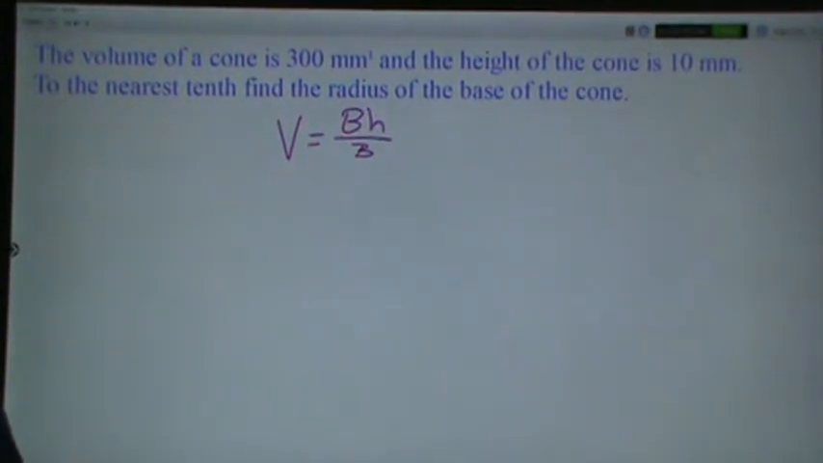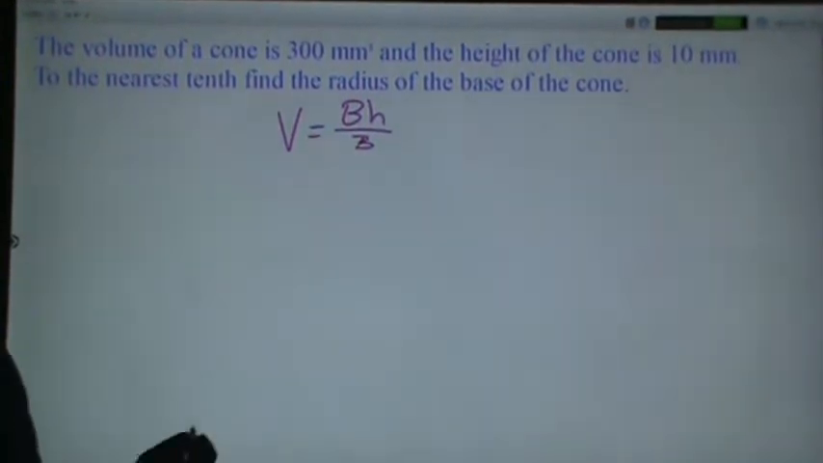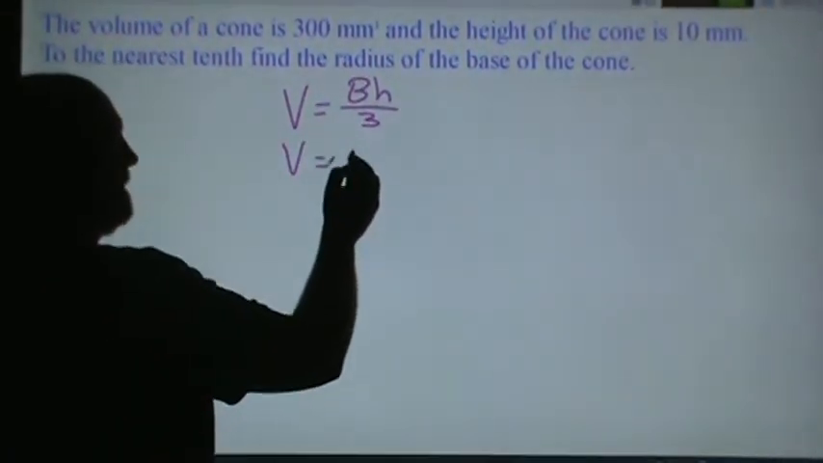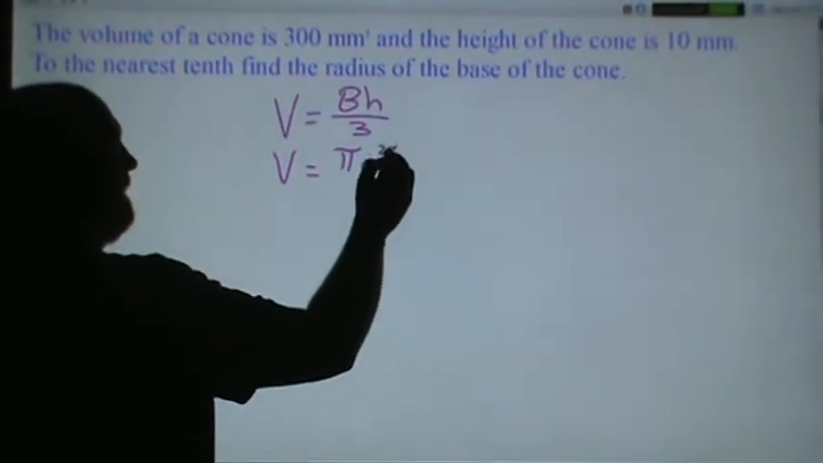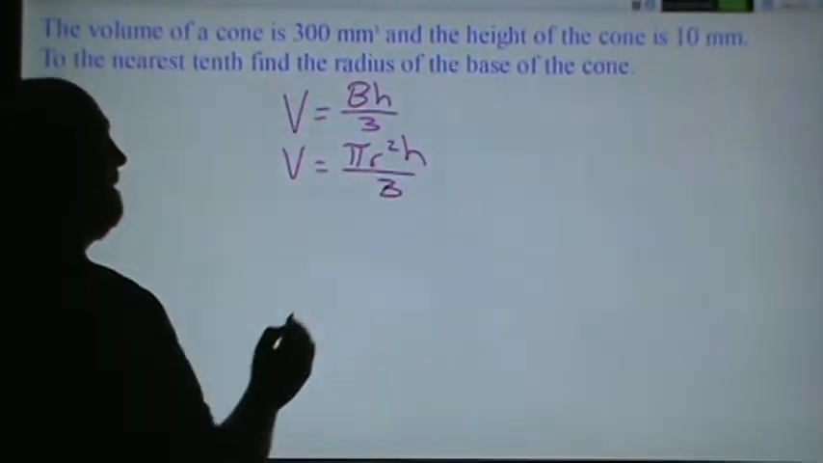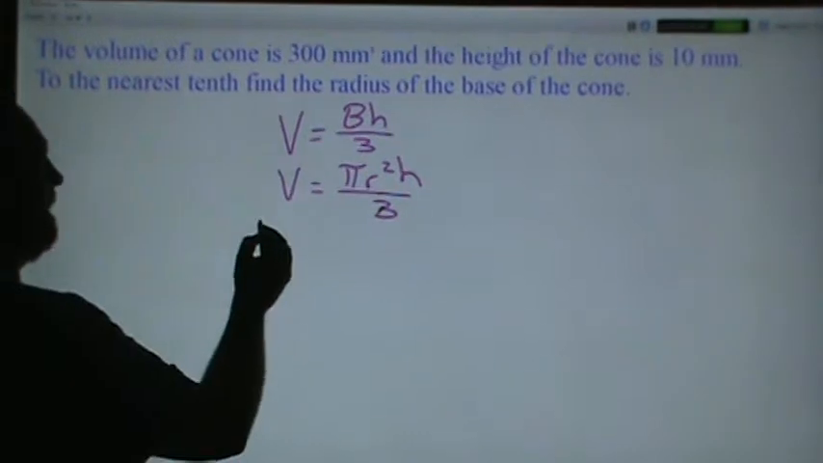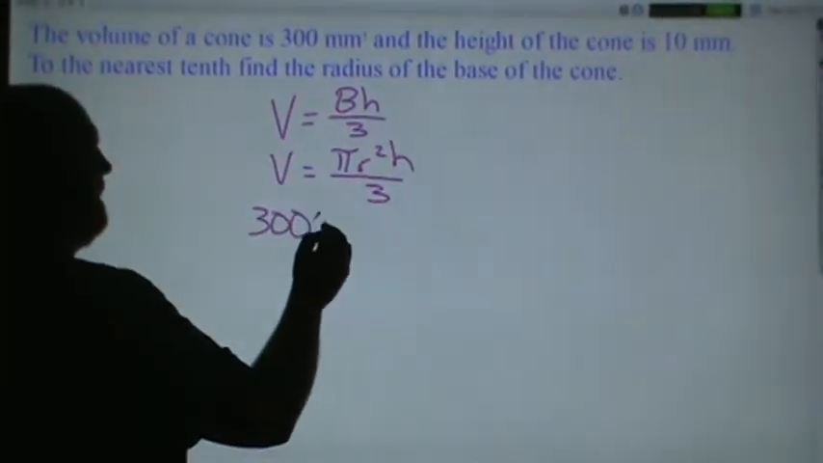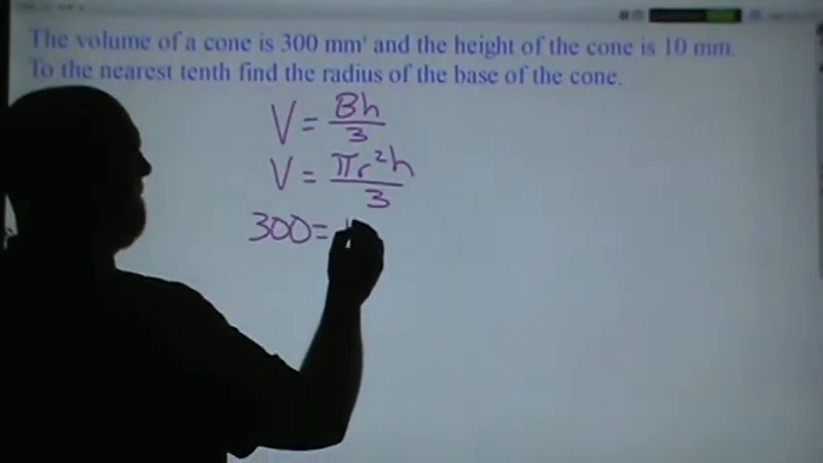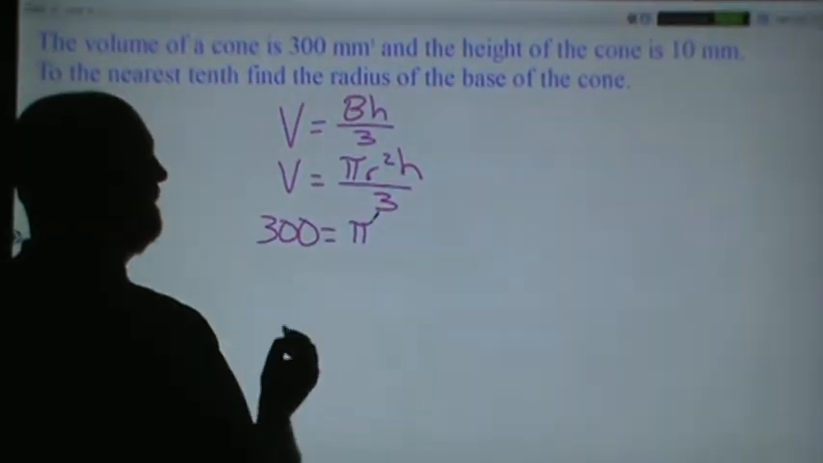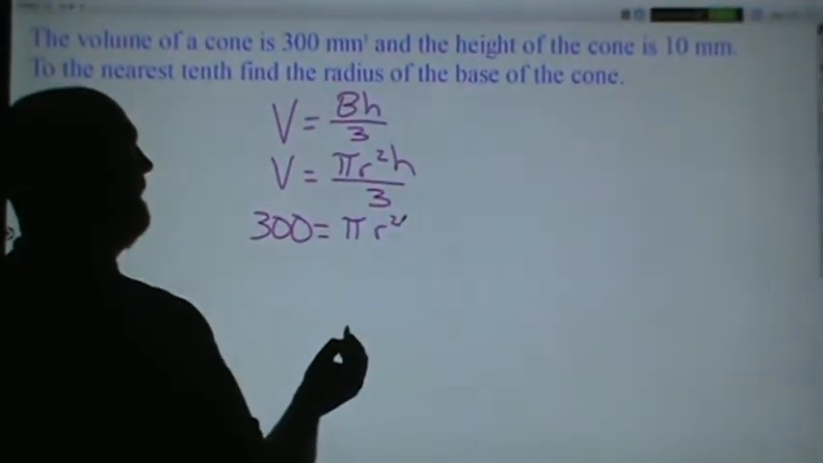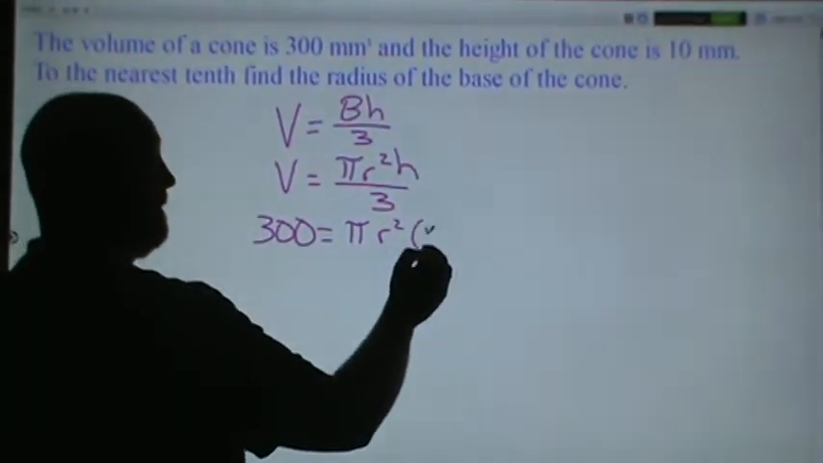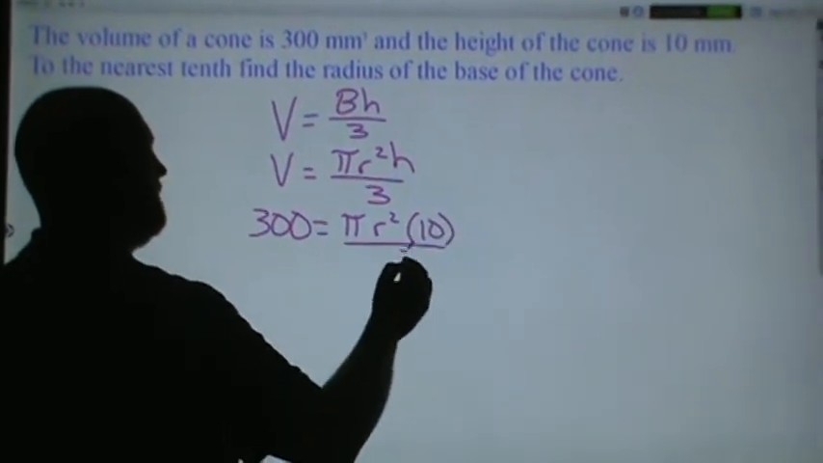They want me to find the radius of the base, so we're going to have a circle. So volume is equal to pi r squared times height divided by 3. The volume is 300, so I'm going to write 300 equals pi times the radius squared times, they told me the height's 10, so I can put 10 in for the height, divided by 3.